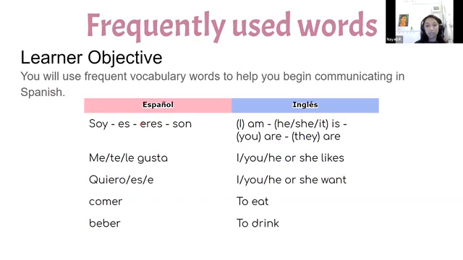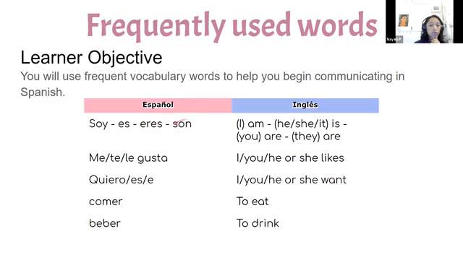So you respond. If I say, ¿eres inteligente? Talking to you, ¿eres inteligente? You would have to say, sí, soy inteligente. ¿Eres inteligente? Sí, eres inteligente. ¿George Clooney es inteligente? Sí, es inteligente.